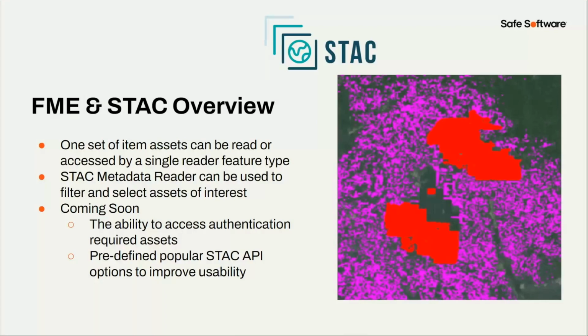So just kind of an overview of STAC and FME. You'll notice that a single feature type will only access or read a single item collection. So if you're looking to read multiple items or items from different collections, you will require multiple readers. And then just to touch on what's coming, or should I say coming very soon, authentication support is slowly being added for major service providers like Microsoft Planetary Computer, Sentinel Hub, Weather Layers, and I think I'm missing one or two more, but really this just means that these authenticated STACs will be easier to work with and interact with in FME.